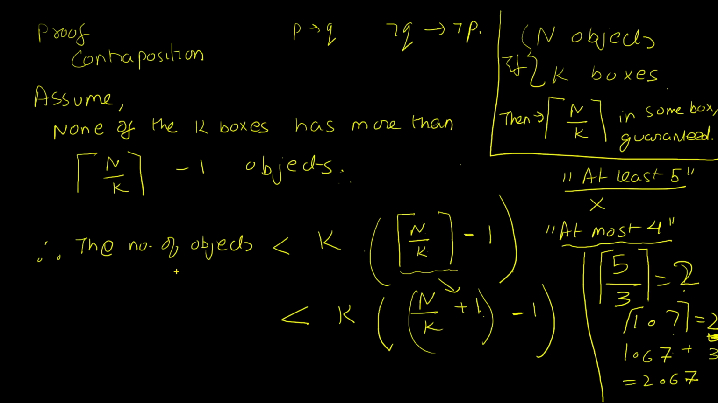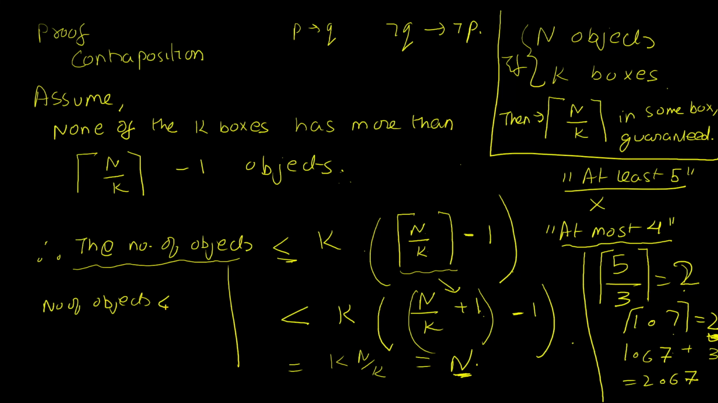Okay, so the total number of objects being less than this is most definitely less than this, is what we're saying here. And with a little bit of simplification, I can say this is just k times n by k, and this will just be equal to n. So what did we actually prove? We proved that the number of objects is less than n, which is a contradiction.